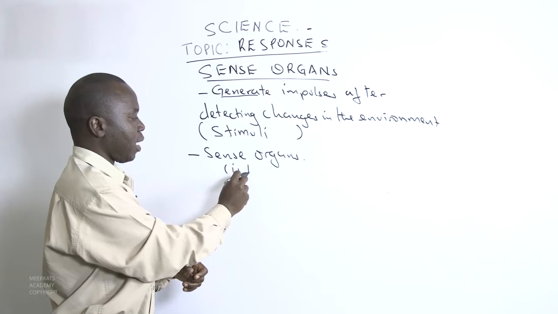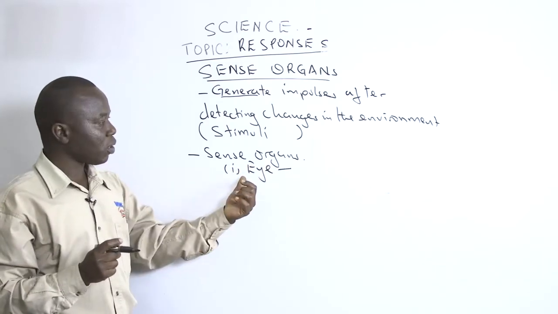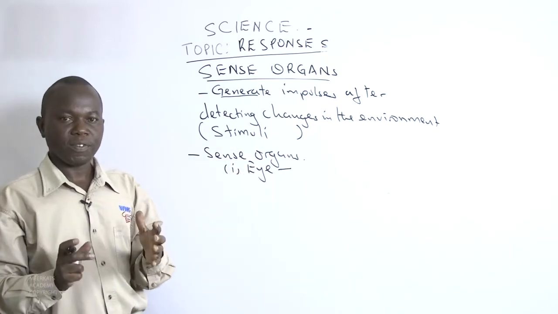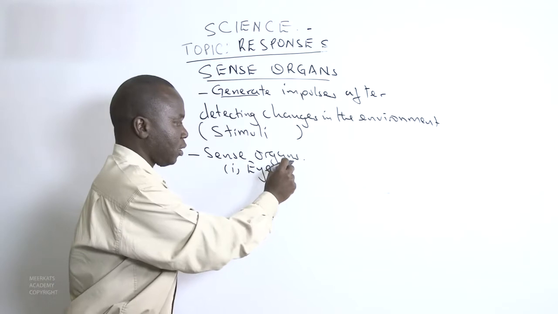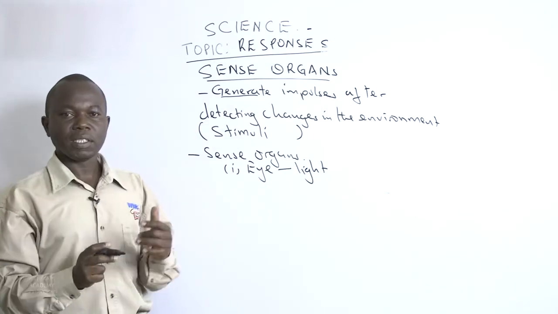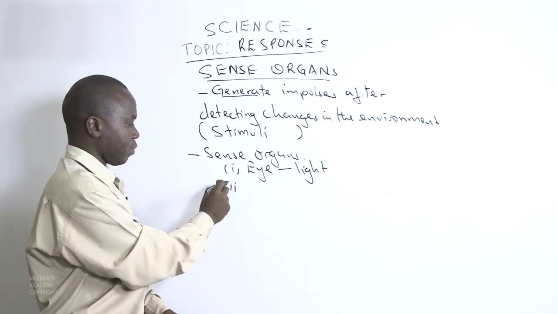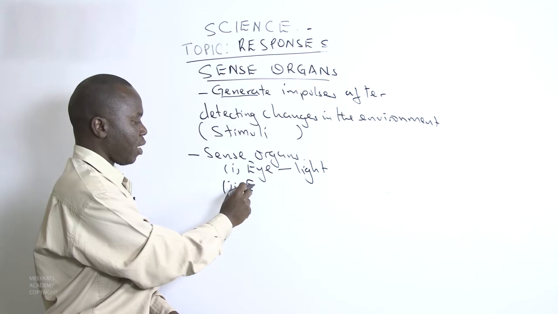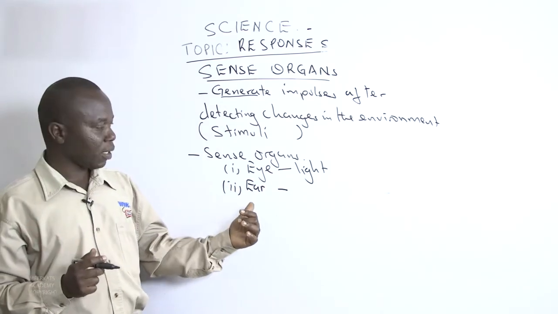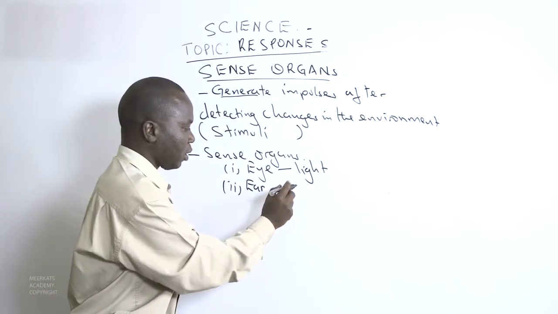One of them is the eye. We know that the eye usually detects a change in the environment, specifically changes in light. The stimulus will be light. If there are changes in light, you are able to detect that. We have another sense organ, the ear. The stimulus that will make the ear generate a nerve impulse is sound.